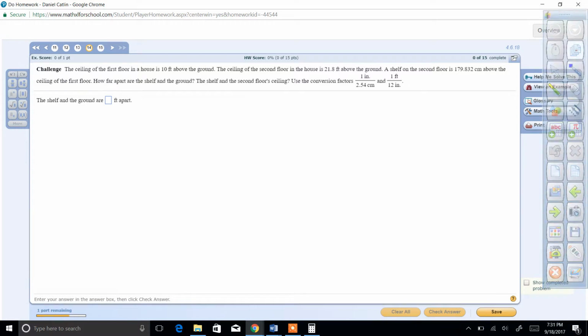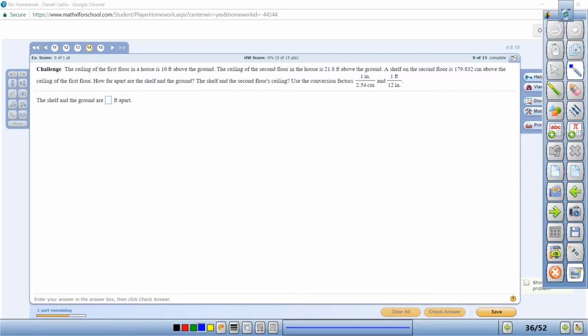I'm going to try to walk you through number 14 on homework 4.6. I hope that you find this helpful. I want to do a vague sketch of it because I think drawing it helps you see what's going on.